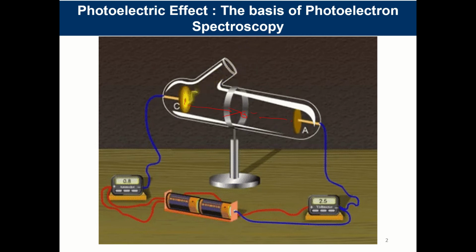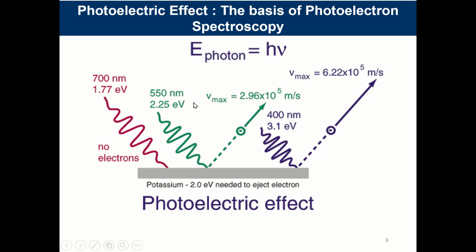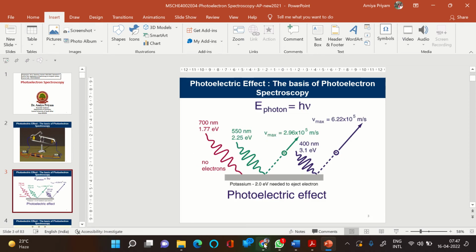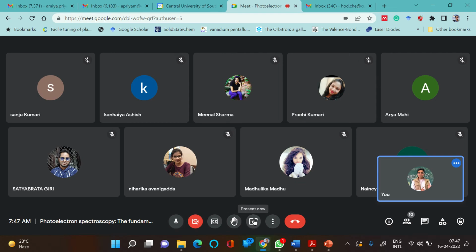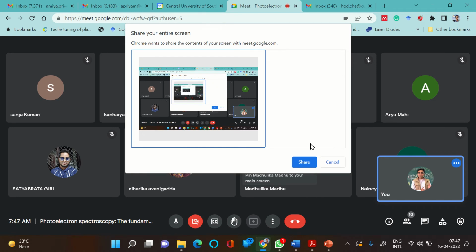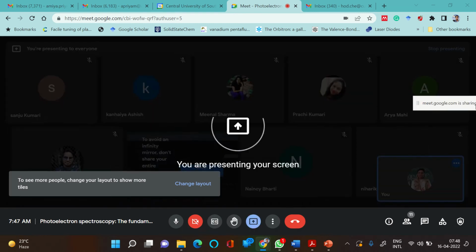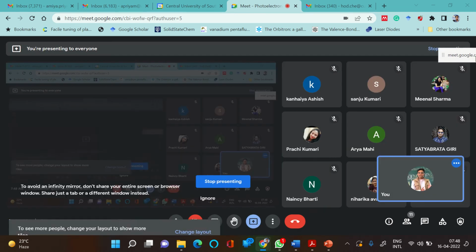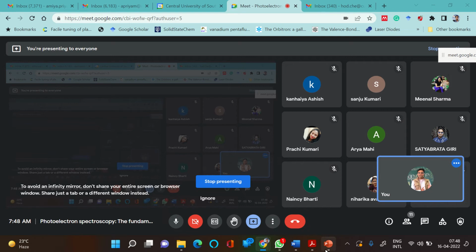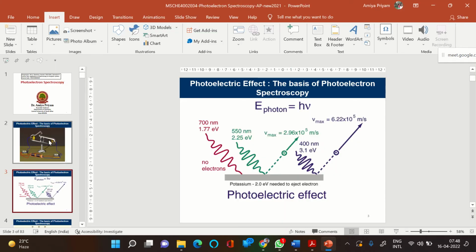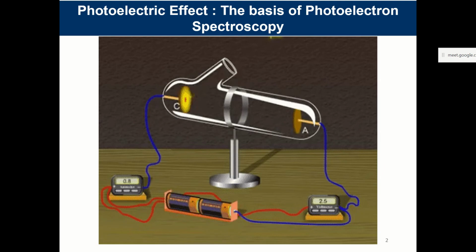Screen is not shared. Just a moment. Screen. Oh yes, I forgot. So now you can see that. Now it is visible, right?